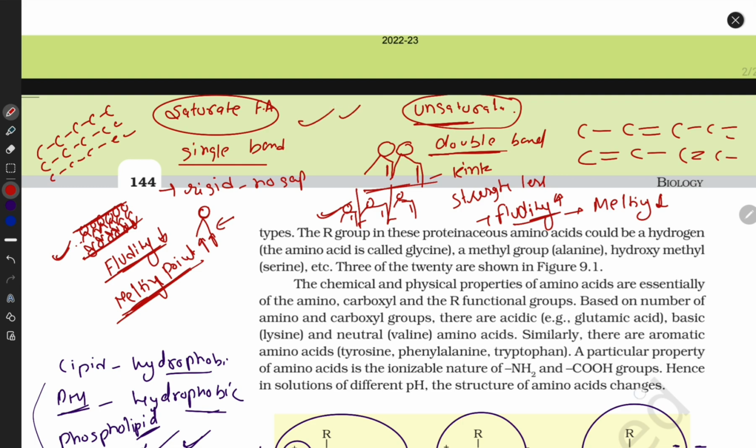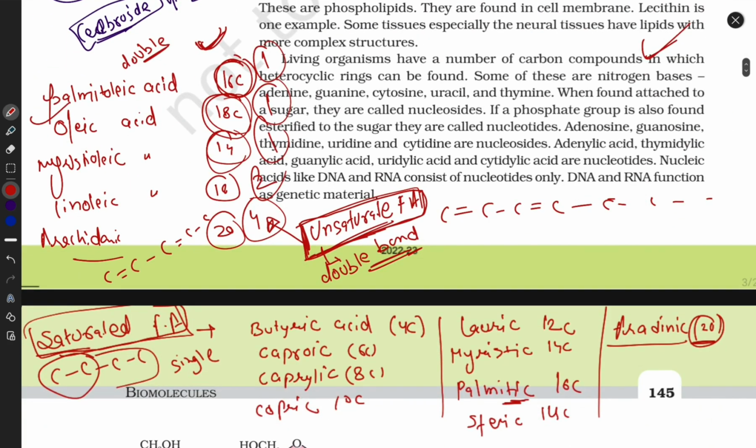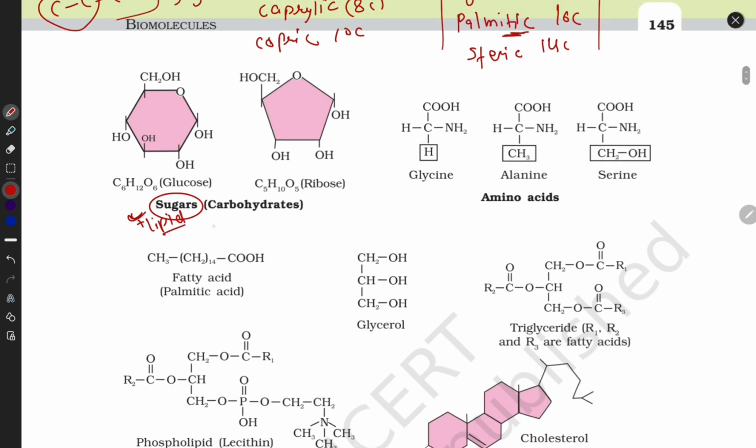So this is important according to your NCERT. Whatever I told you now is written here. This is the carbohydrate sugar group. Sugar group plus lipid we call a glycolipid. Phospholipid means they contain a phosphate group. This is the palmitic structure, 16 carbon. Glycerol, fatty acid: these are chains of fatty acid.